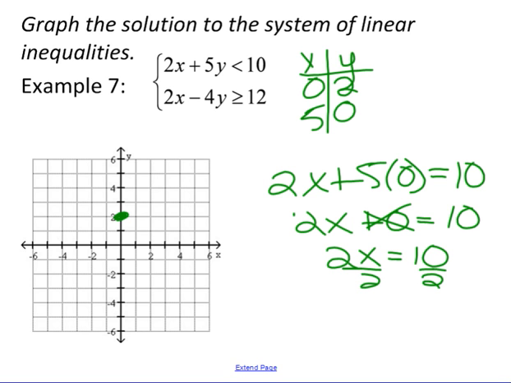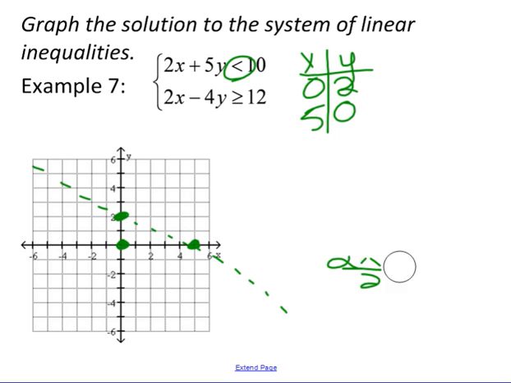So the point 5, 0 is right here. I'm going to draw this as a dotted line. Notice there's not a line underneath that less than symbol. It's just less than, not less than or equal to. Test point again, I'm going to choose 0, 0. You always choose 0, 0 unless the line goes through the point 0, 0.